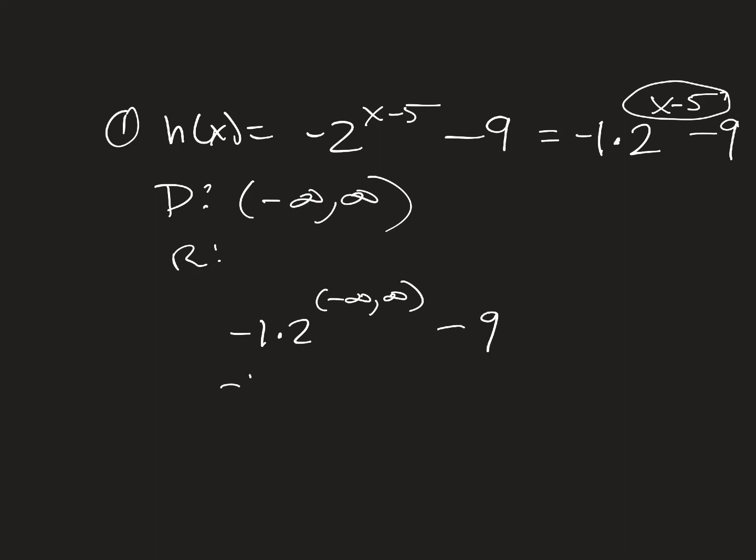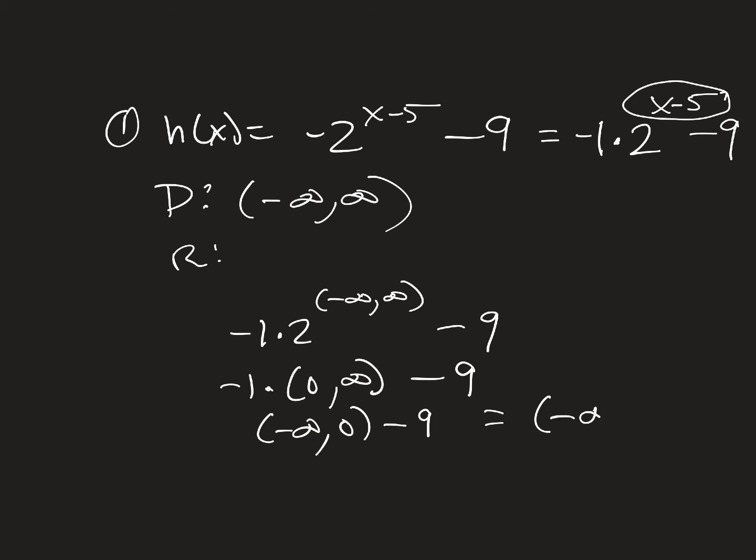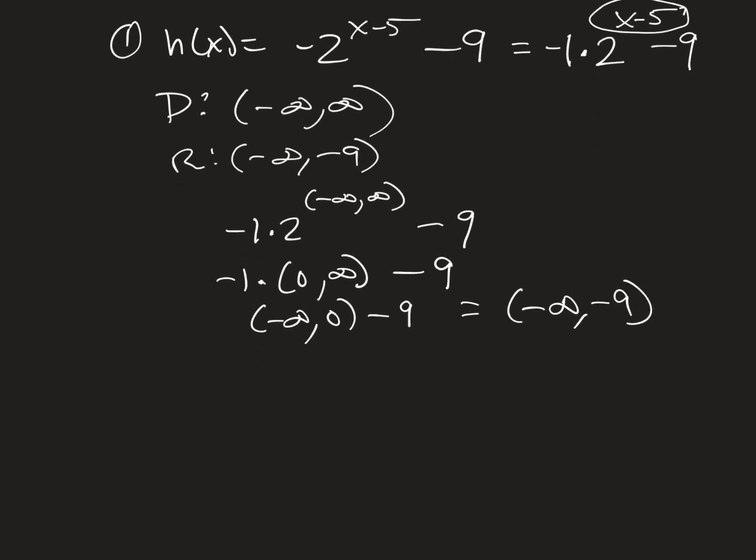Okay, so -1 times, well, 2 to the negative infinity is really close to 0. 2 to the infinity is huge. I'm going to multiply that interval by -1, and subtract 9. So it's negative infinity to 0 minus 9, or negative infinity to -9 exclusive. That's my range. Okay, let's step it up a little bit.